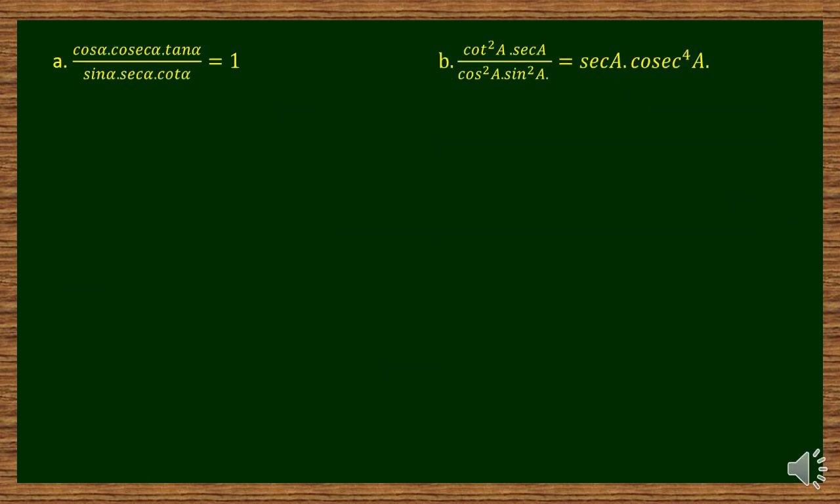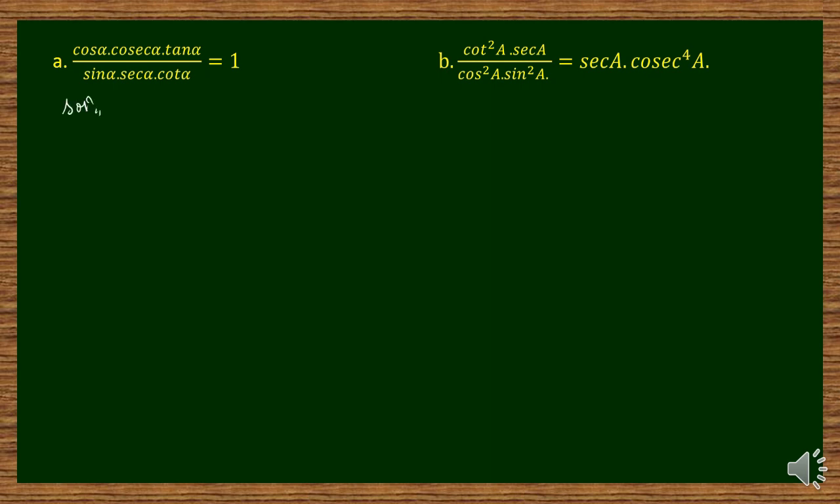Next question is cos alpha into cosec alpha into tan alpha divided by sin alpha into sec alpha into cot alpha is equal to 1. So again, this question looks very lengthy, but it's very simple.